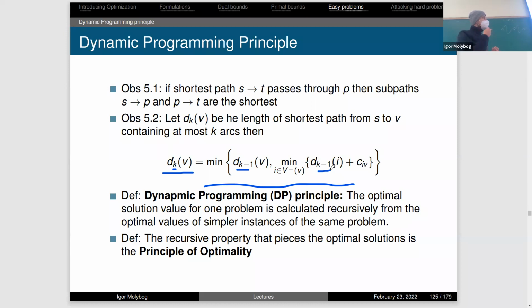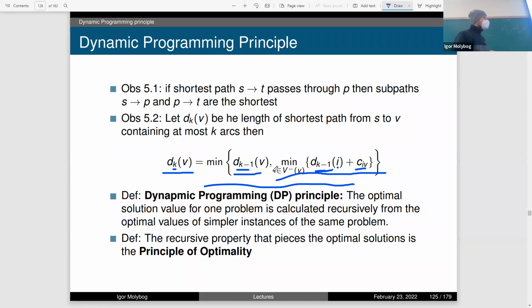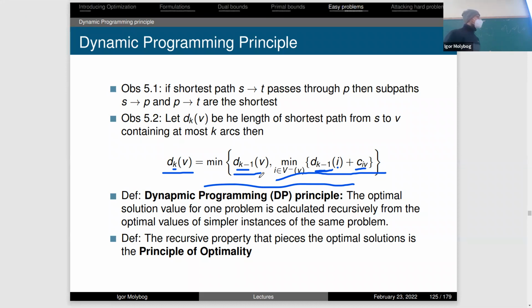and there are two possibilities that could happen. So as you add, if you allow to take a new arc, either you might be able to find a new path between S and V that now contains k arcs, meaning that it goes to some node I within the k minus one arcs, and then it goes from I to V as the last increment, or alternatively the path just might not change at all. And this defines basically this recursive expression.